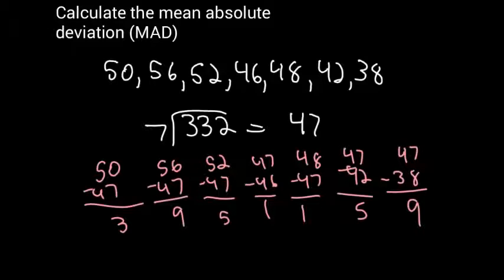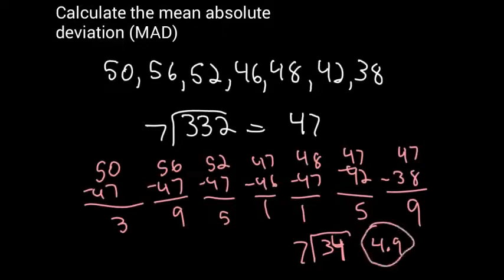So I take all these numbers, 3, 9, 5, 1, 1, 5, 9, and I'm going to add them all together and find the mean of those. So 3 plus 9 is 12, plus 5 is 17, plus 2 is 20, plus 5 is 25, plus 9 is 34. So I'm going to take 34 and divide that by 7. And 34 divided by 7 is going to give us an answer. We'll just round it to 4 and 9/10. You could round it to 5, which is fine.